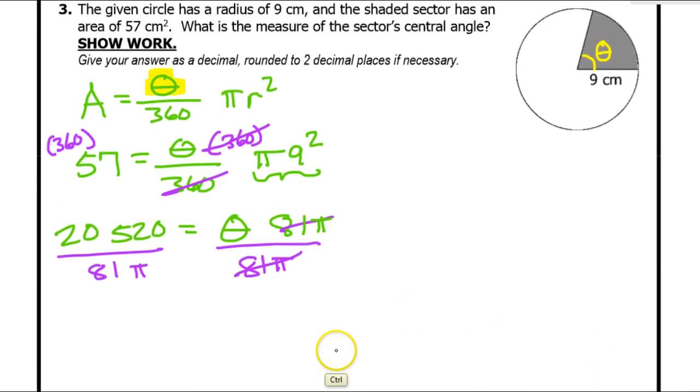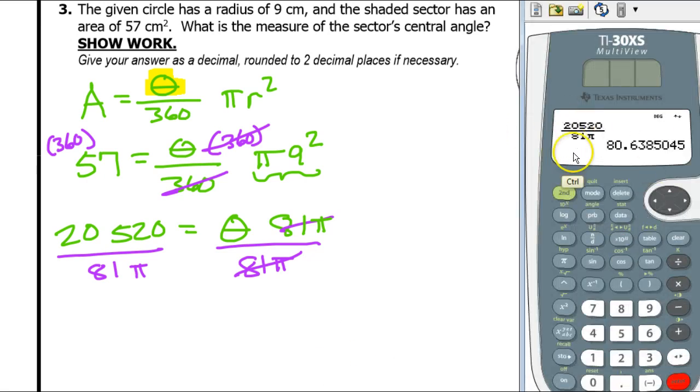Okay, one more little thing before I move on. Just then, notice how I set this up as a fraction with a numerator and a denominator. A common mistake that I see is students will do 20,520 divided by 81 pi, and they think they're going to get the same answer that I did, but this is a completely different answer.